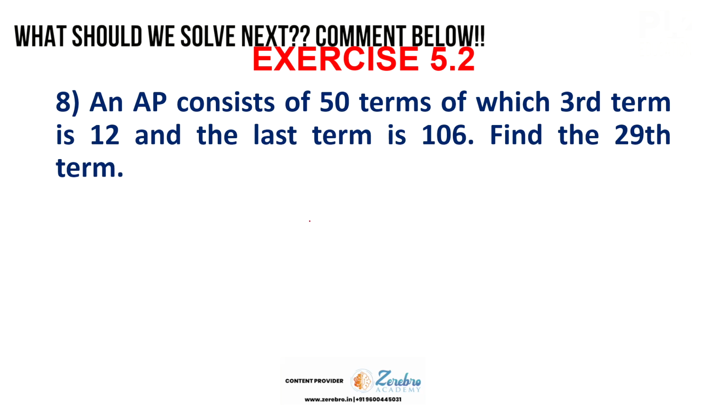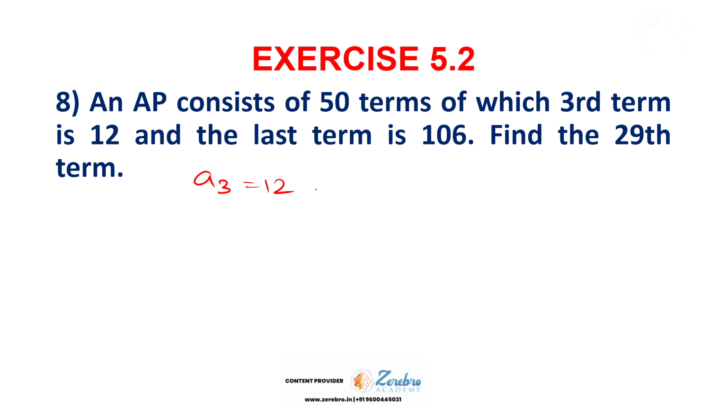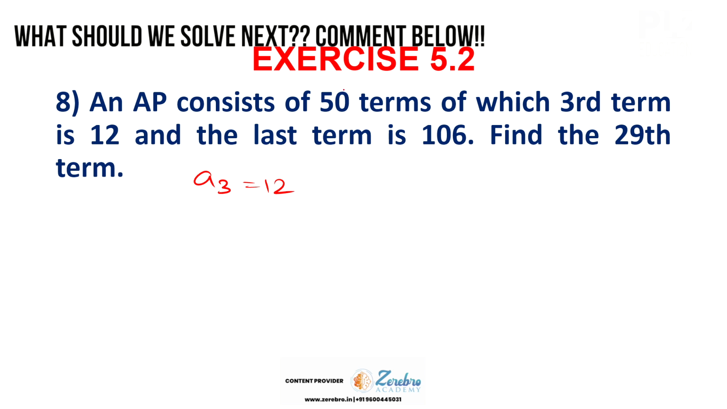இன்னைக்கு CBSE Class 10 5.2ல 8th sum பார்க்க போறோம். And AP consists of 50 terms of which third term is 12. So அப்போ A3 வந்து 12 and the last term is 106. அப்போ last termனா மொத்தம் எத்தனை term கொடுத்திருக்காங்க? 50 கொடுத்திருக்காங்க. அப்போ last term என்னவா இருக்கும்? 50 ஆ தான் இருக்கும். So 50 termsல last term வந்து 106. அப்போ A50 is 106. Simple இல்லையா?